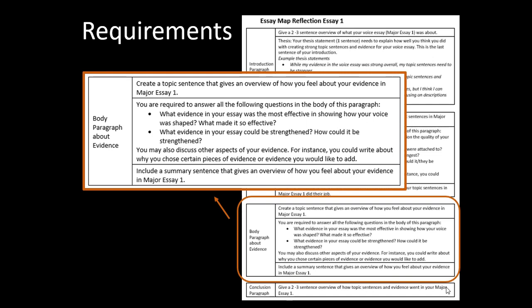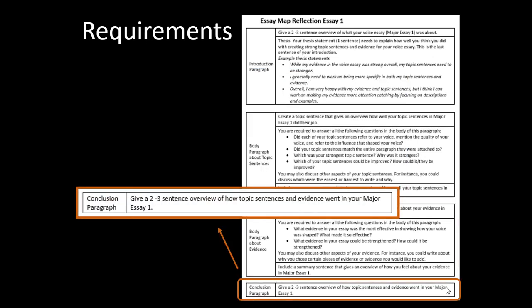Could be description. And then for the second question, you have to say what evidence in your essay could be strengthened and how could it be strengthened? You can add more to this paragraph. It just has to focus on the evidence. But you have to mention the things in those 2 bullet points. Then you end this essay with a conclusion paragraph, of course, and you're going to give me a 2 to 3 sentence overview of how topic sentences and evidence went in your Major Essay 1.